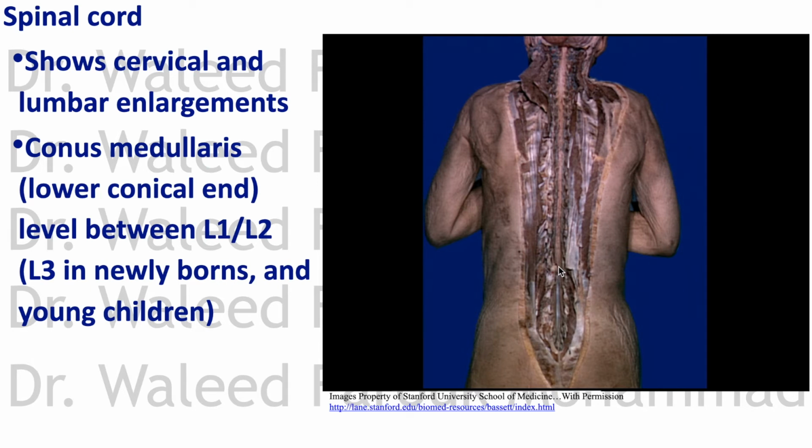It's present between the L1 and L2 vertebrae, and in newborns and young children it's a little lower down. It's at the level of L3. So to remind you, if you want to go to the lumbar cistern, go below L3 in a child, so as not to damage the end of the spinal cord, which is the conus medullaris. All that we have here in the rest of this space is the cauda equina, the nerve roots of the lumbosacral plexus.